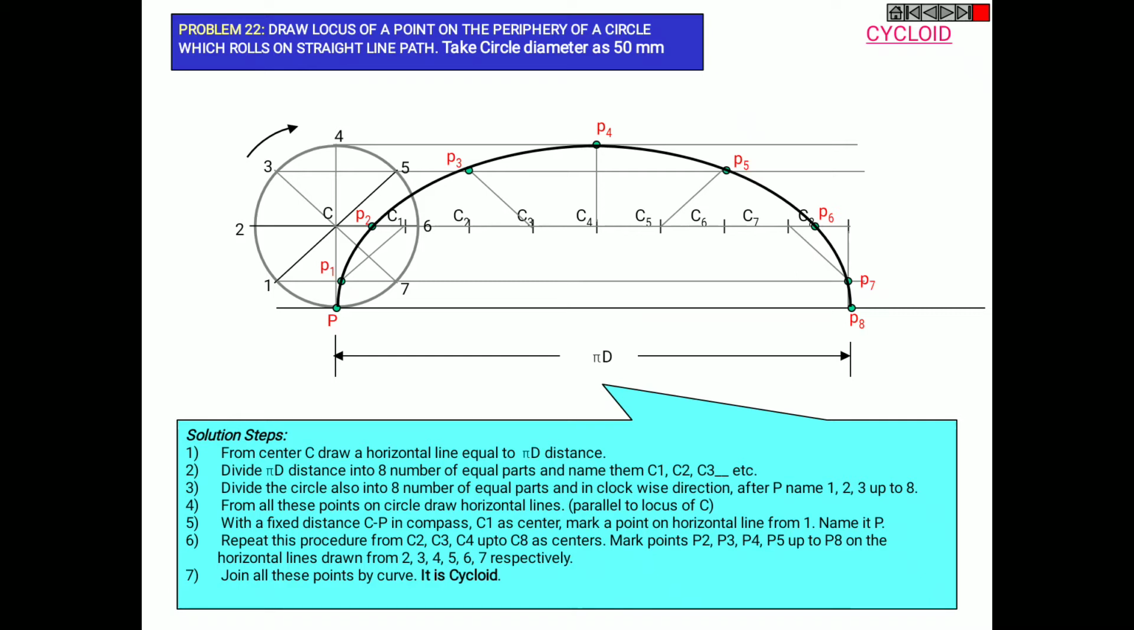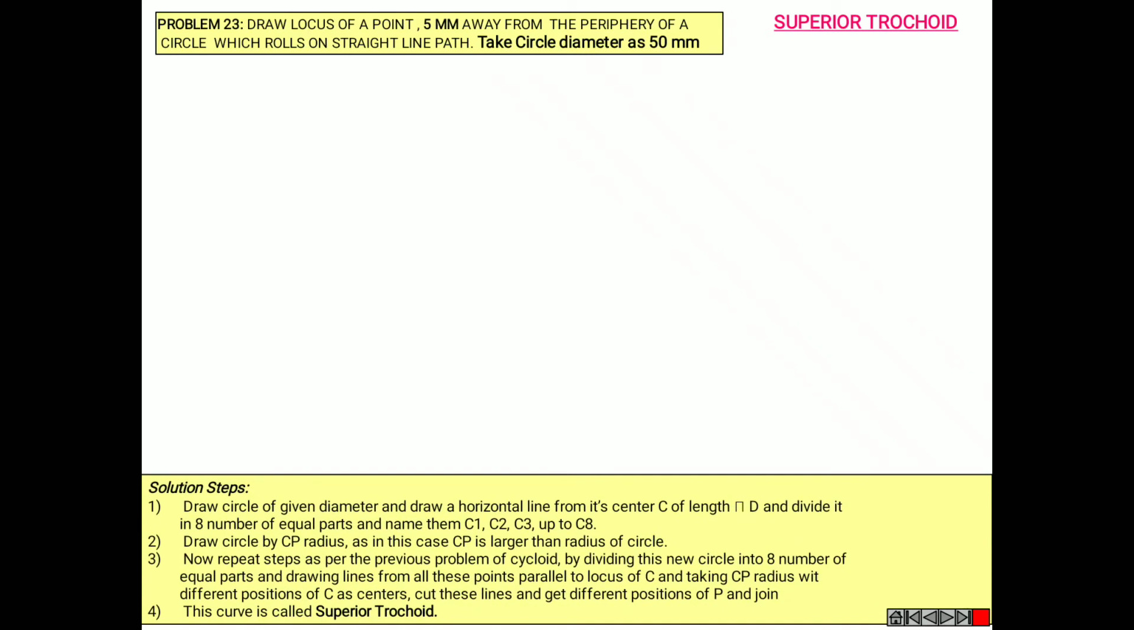Okay, we will move on to the next method. Superior trochoid, but with a superior method. See the question: draw the locus of a point which is 5 mm away from the periphery of a circle which rolls on a straight line path. So take the circle as 50 mm. So the diameter is the same, but the locus of a point is 5 mm away from the periphery of the circle. So okay, we will see.